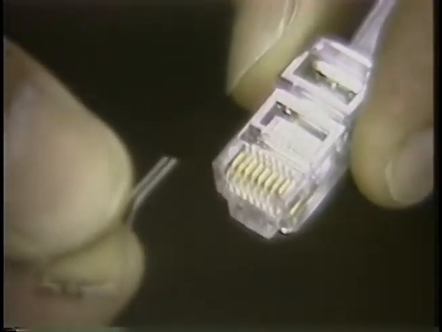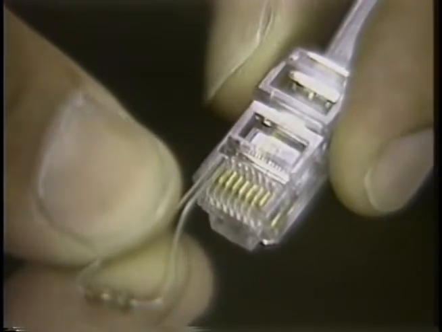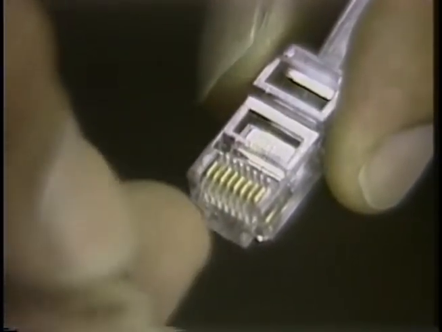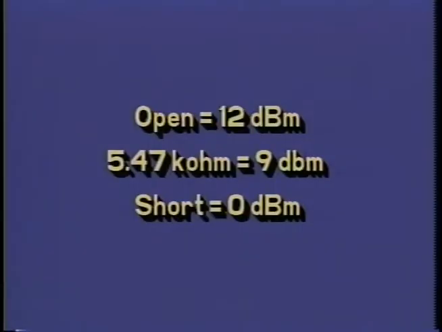The phone company sets levels using RJ41 or RJ45 jacks. 2 extra wires go from the modem to the phone company provided jack. The phone company puts a resistor across the 2 modem wires to set the transmit level. An open equals -12 decibels. A 5.47 thousand ohm resistor sets the level at -9 decibels. A short results in a 0 decibel transmit level.